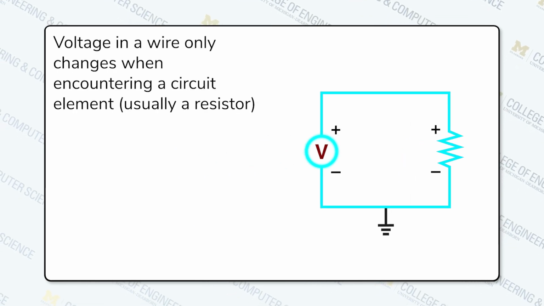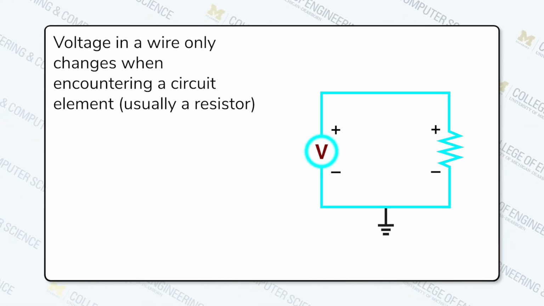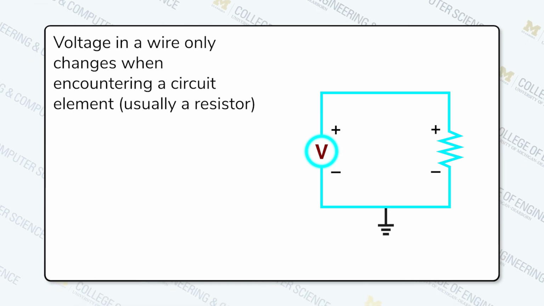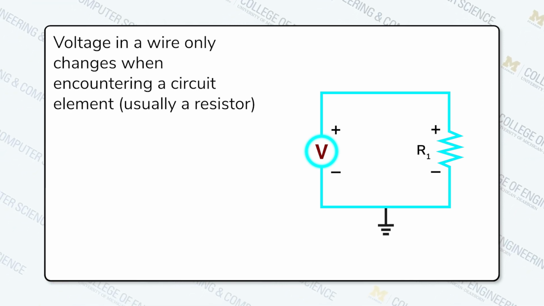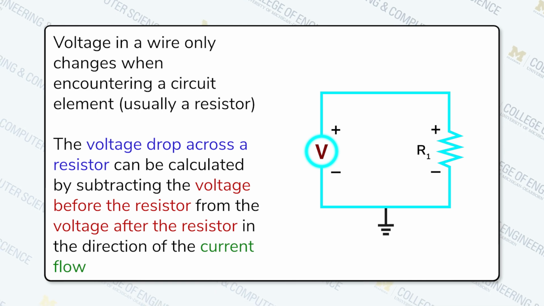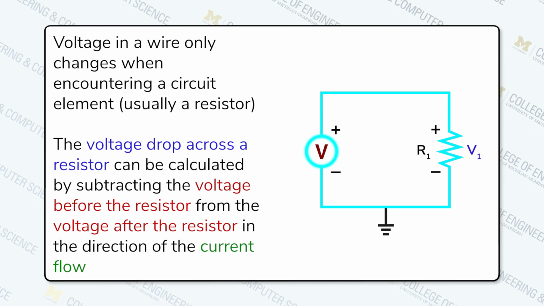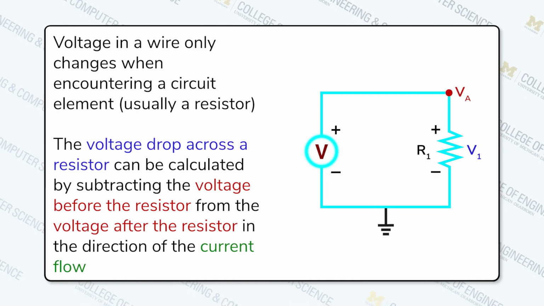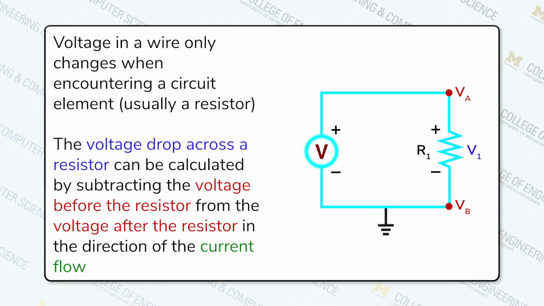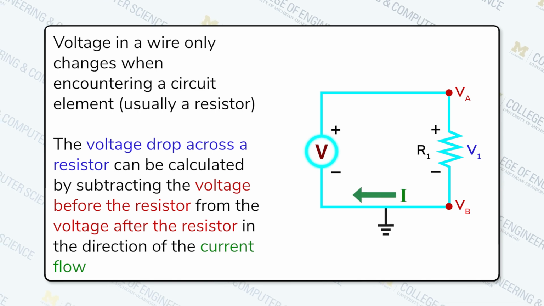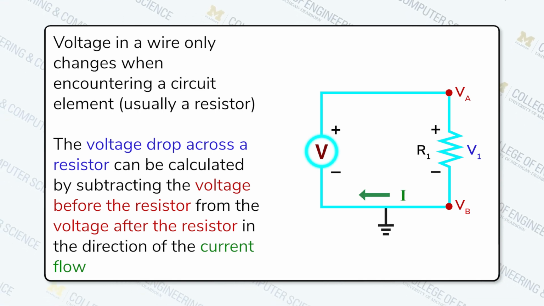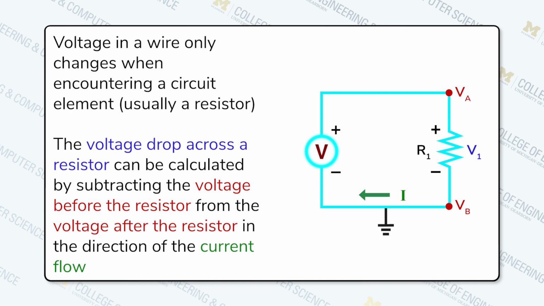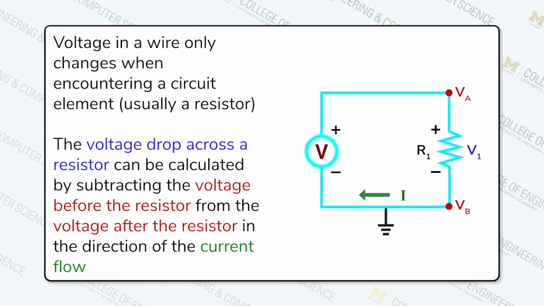First, voltage in a wire only changes when encountering a circuit element, in most cases, a resistor. Second, the voltage drop across a resistor can be calculated by subtracting the voltage before the resistor from the voltage after the resistor in the direction of the current flow. Or you could think of it as the positive polarity end minus the negative polarity end.